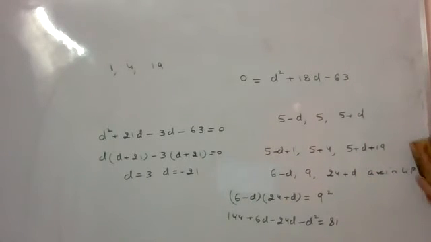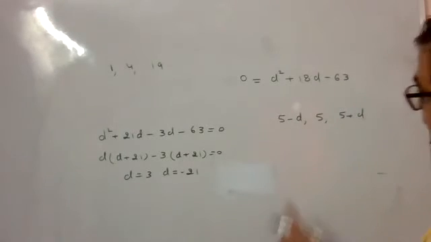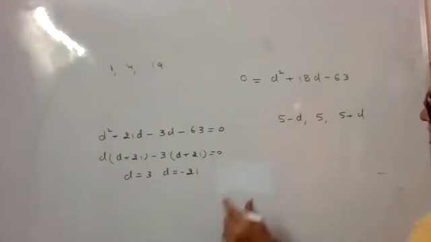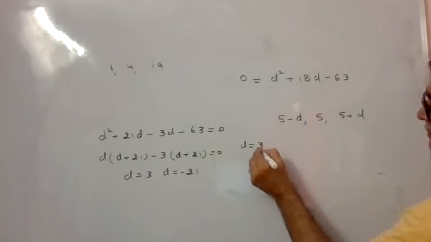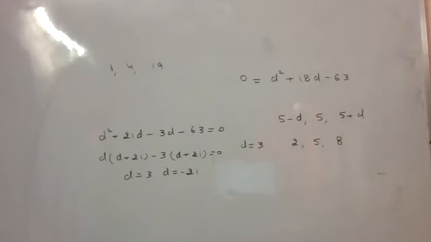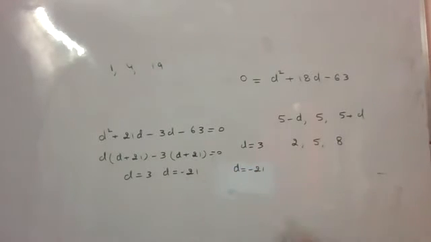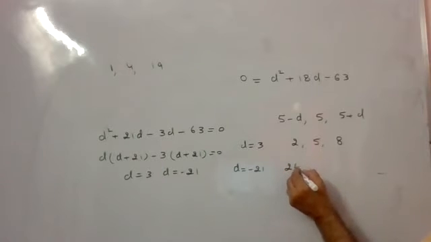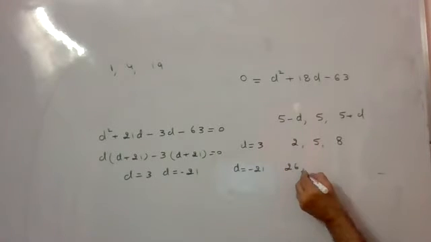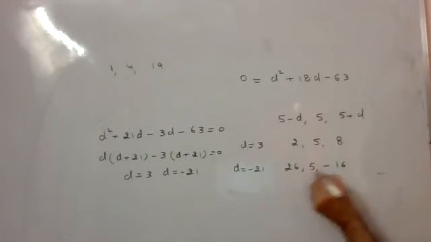a is already known, 5. So we will put the number when d is 3, so here I got 2, 5 and 8. When you have d as minus 21, here I've got 26, then 5 minus 20, minus 16.